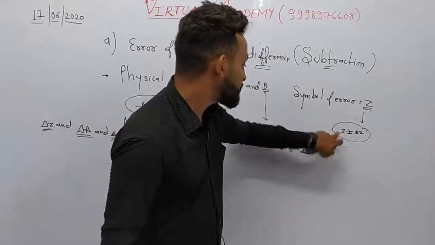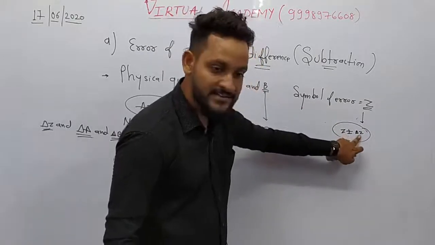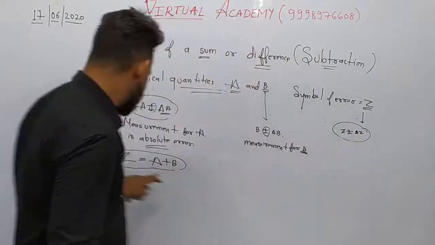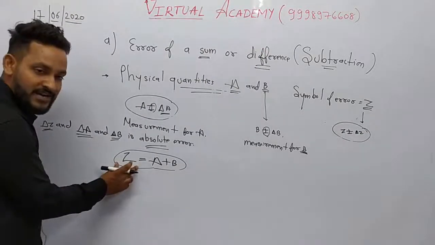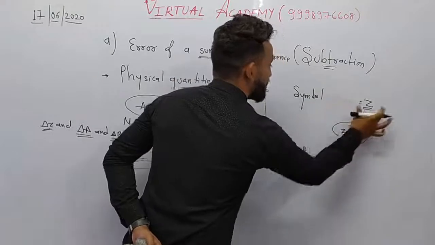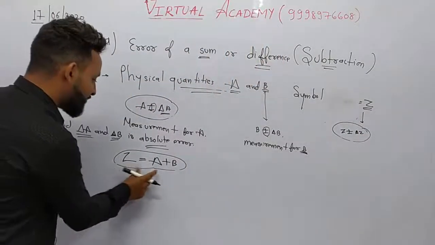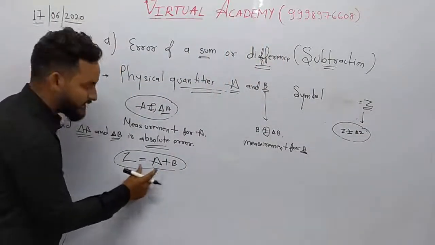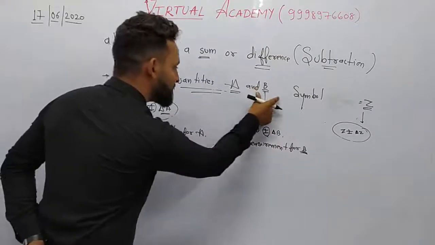It is a what? Z is a total measurement, and delta Z is indicating what? Error. So basically Z equal to what? Z is total measurement. Clear? So Z equal to A plus B. Not total measurement is A, measurement of A plus measurement of B.